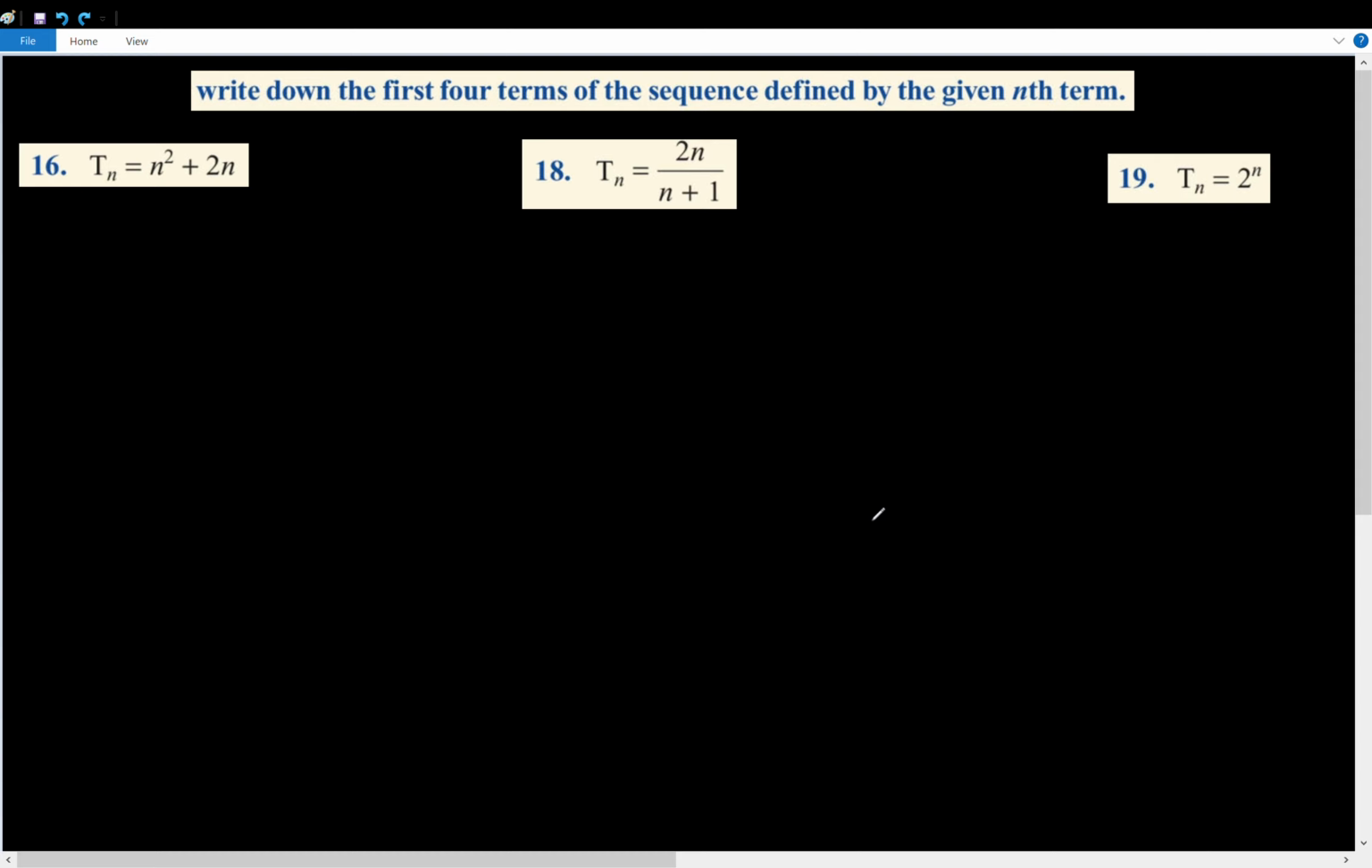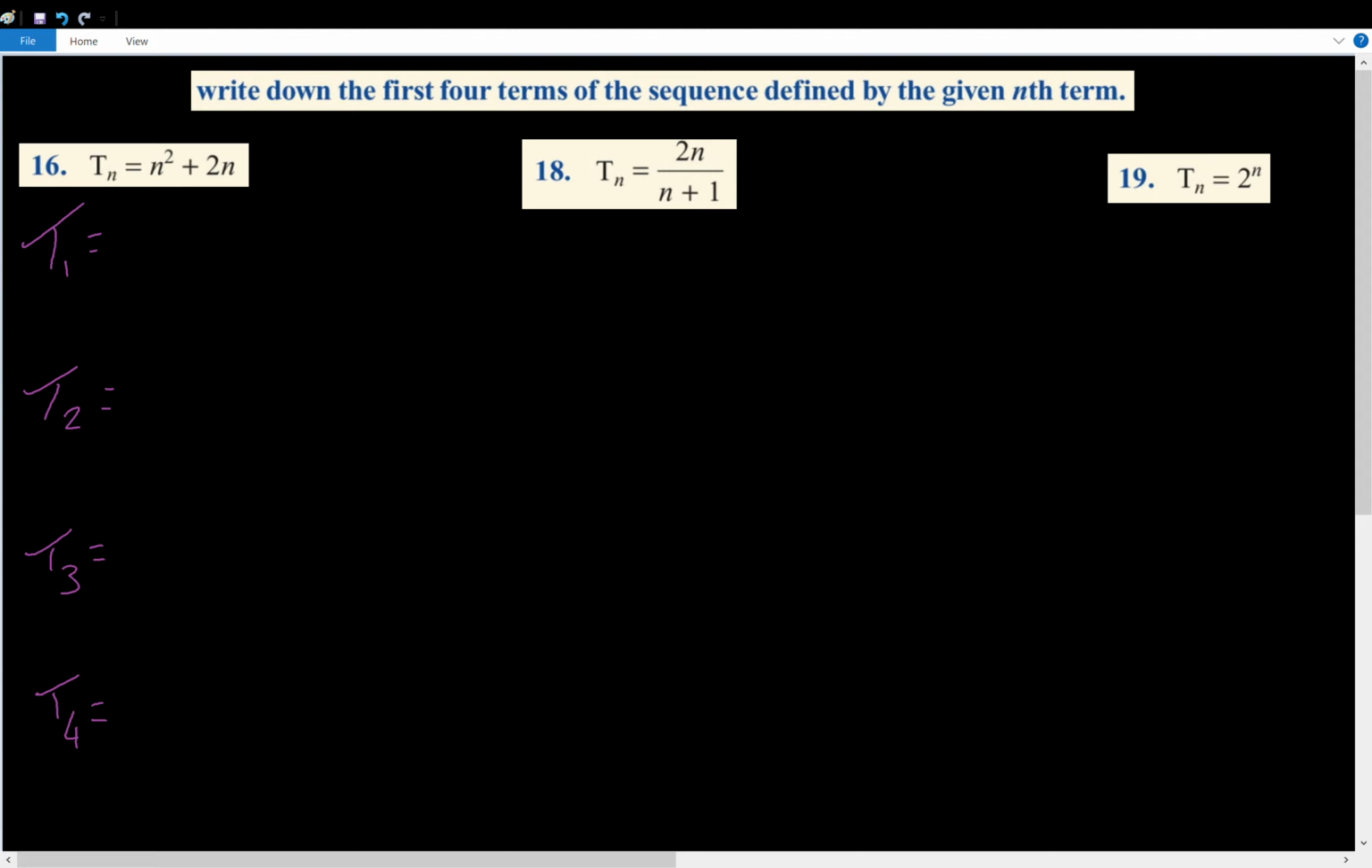This is questions 16, 18 and 19 in exercise 22.2 in Project Maths 2. We have to write down the first four terms of the sequence defined by the given nth term in each question. So we'll go to question 16 first, where the nth term is Tn equals n squared plus 2n. And what they're asking us to find is T1, which is the first term, T2, which is the second term, T3, which is the third term, and T4, which is the fourth term.